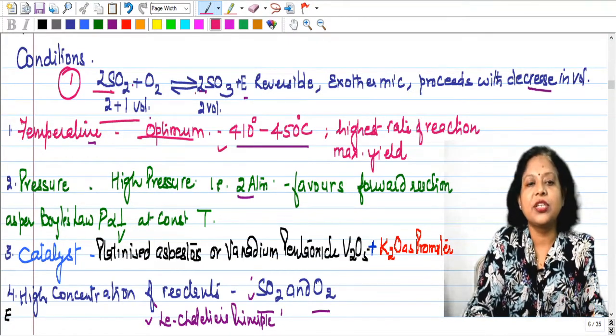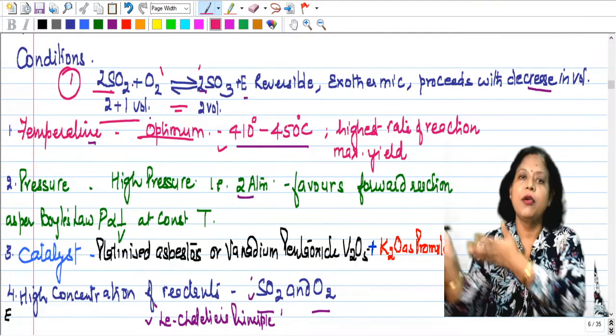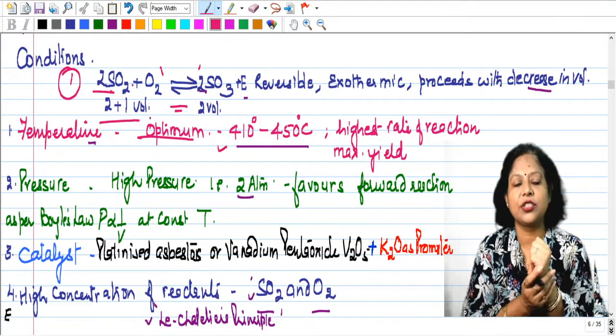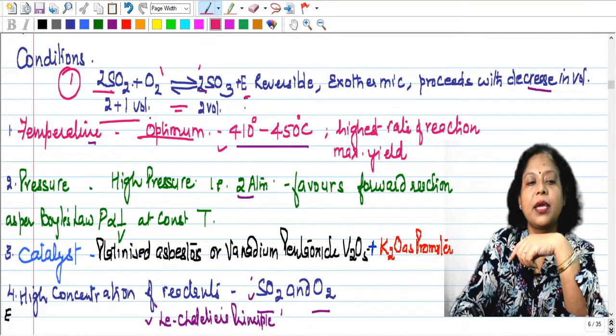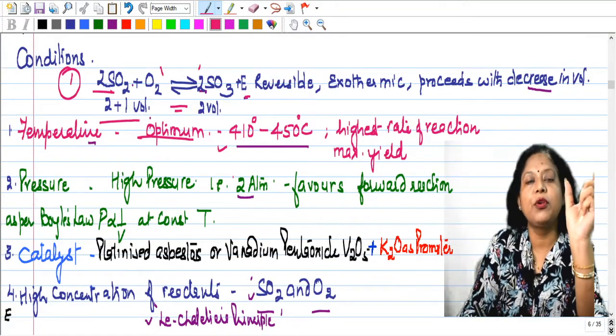Now the reaction is actually reversible. Double arrow. That means the amount of sulfur trioxide formed will go back and will decompose into sulfur dioxide and oxygen. So we don't want that, first point. Second, the reaction is exothermic, right? So a lot of heat is generated. So these 2 things we don't want.